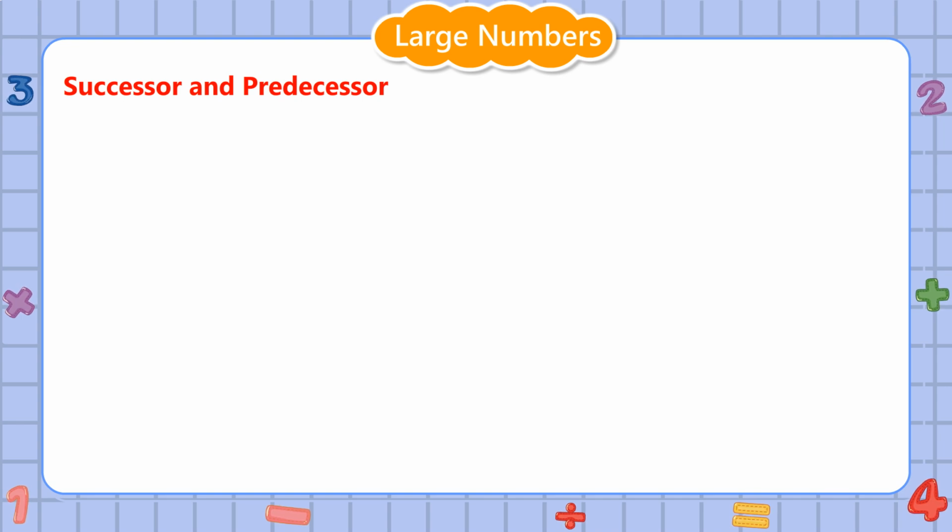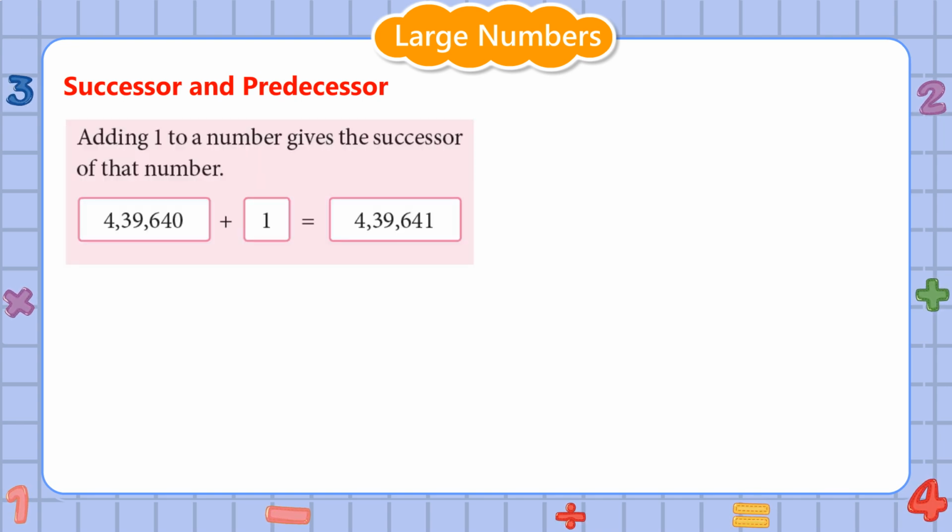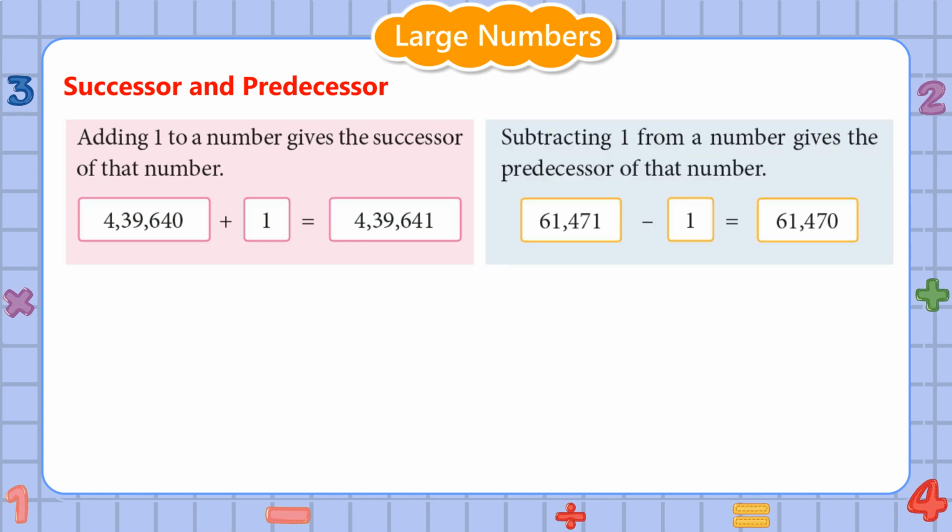Successor and predecessor. Adding 1 to a number gives the successor of that number. 4,39,640 plus 1 is equal to 4,39,641. Subtracting 1 from a number gives the predecessor of that number. 61,471 minus 1 is equal to 61,470.